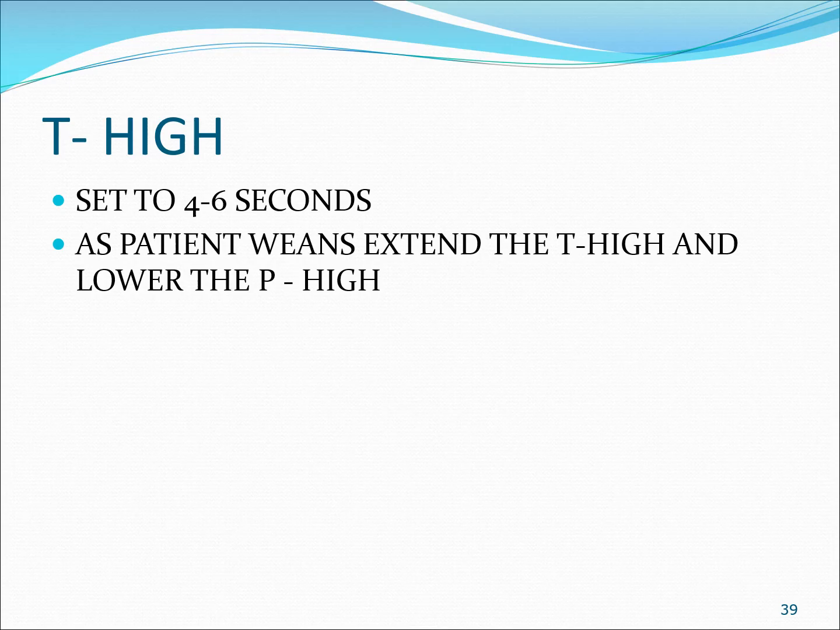Your T high, your time, is normally set to 4 to 6 seconds with an adult. When you wean somebody, you will extend the T high and lower the P high. So basically, your T high is set to 4 to 6 seconds with an adult population.